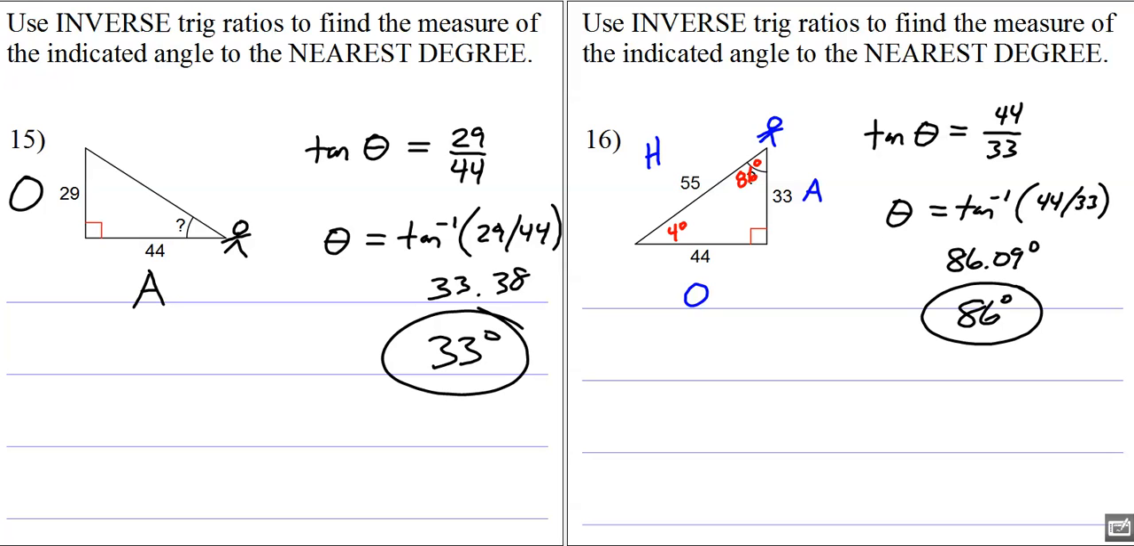Maybe I punched it in wrong. Crap, I did punch it in wrong. I punched in 44 divided by just 3. I missed the 33. See, that's why your BS meter, it kind of helps.